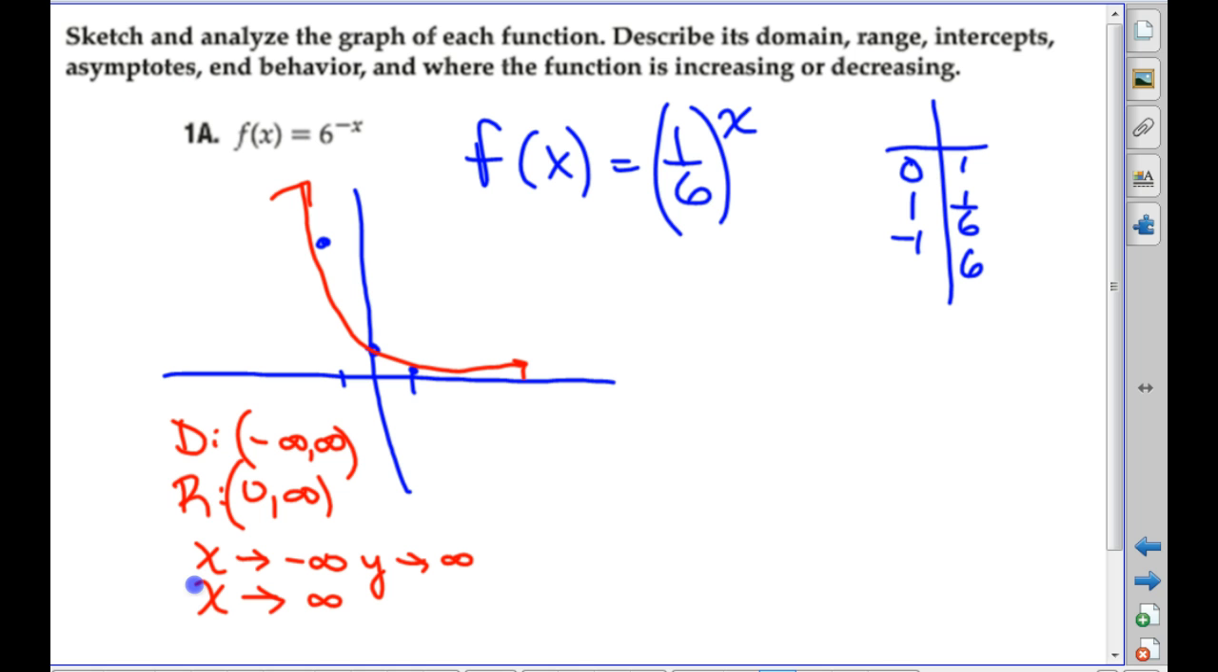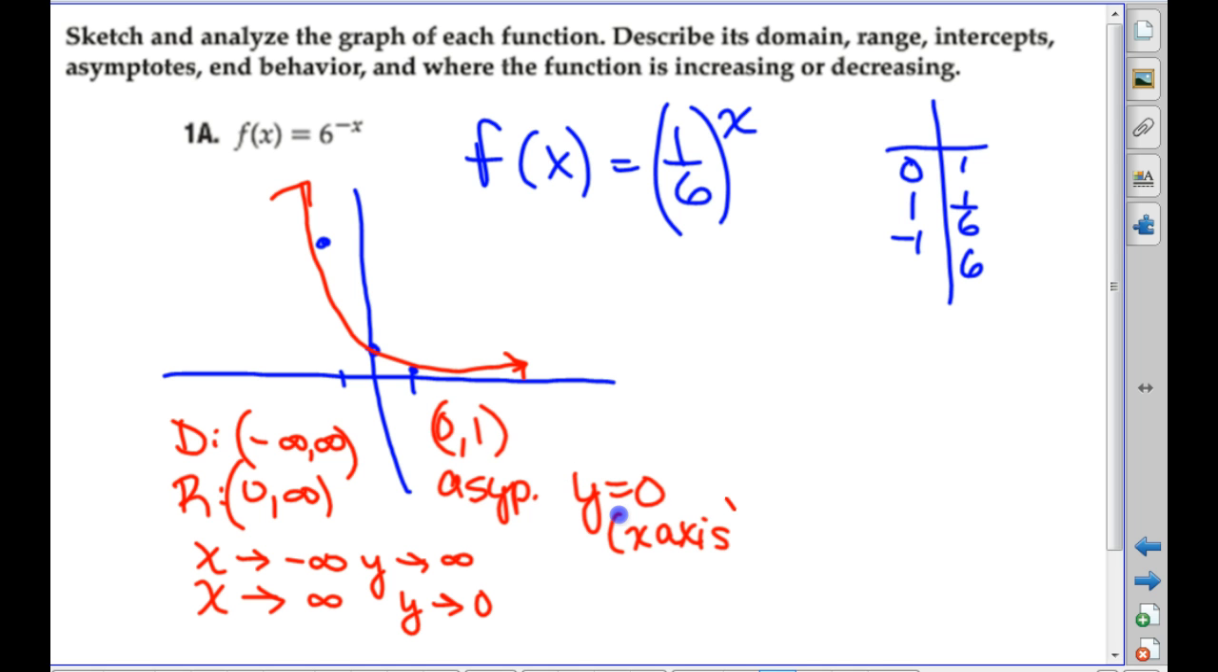On the right, as we go off to the right, this graph is getting closer and closer to 0. Unfortunately, mine looks like it's going to go up again. It's supposed to be getting closer to 0. That's my fault. Its intercept is at 0, 1. It has an asymptote at the x-axis, which is the equation y = 0. Does that cover everything that's up there? Domain, range, intercepts, asymptote, end behavior. Increasing or decreasing? What is this one doing as you go from left to right? Decreasing.